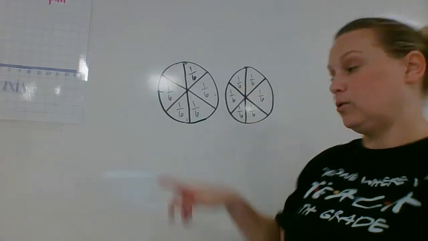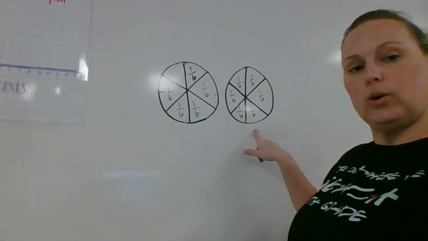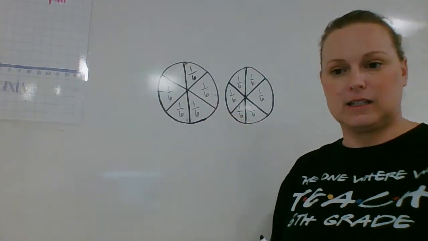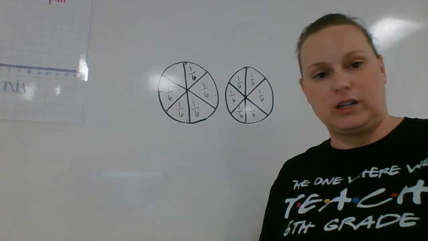So if those 2 whole circles were divided into 6ths, what's our equation?